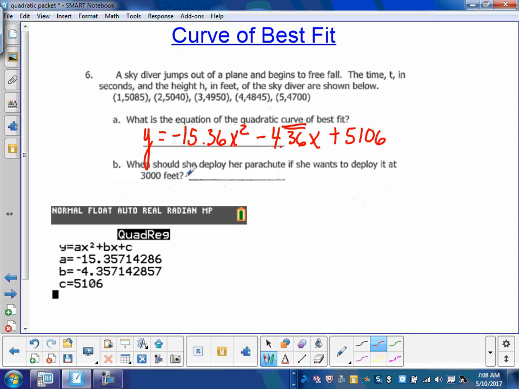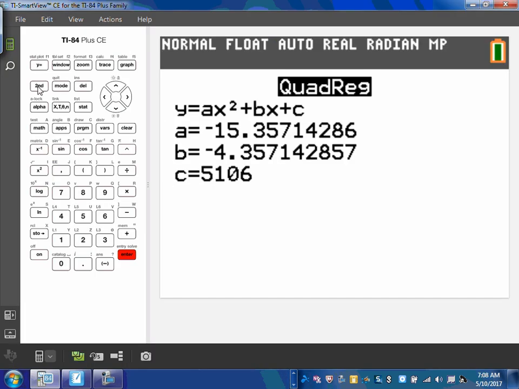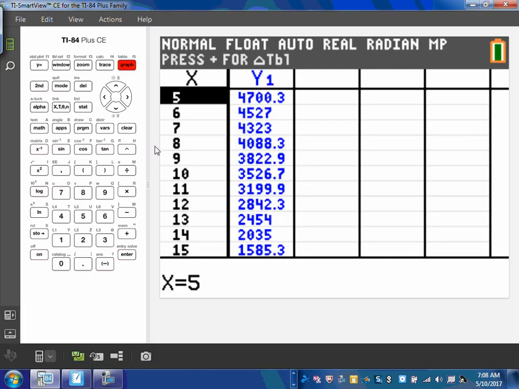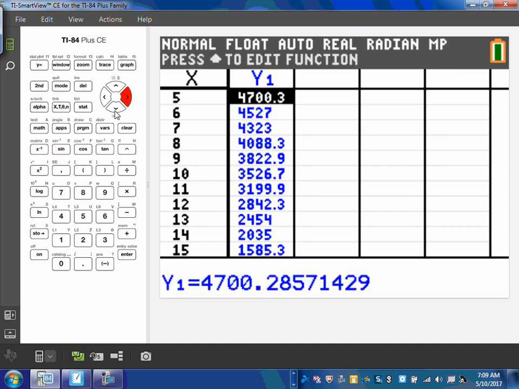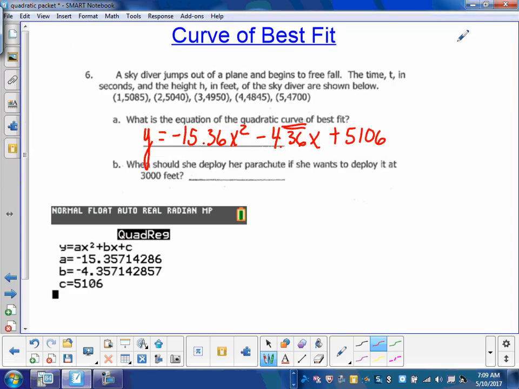I'm going to use a prediction. When should she deploy her parachute if she wants to deploy it at 3,000 feet? So we want to know what x is given a y value. So let's go into our table. And we want to know how many seconds will she be at 3,000 feet. So y is your feet. So it's going to be between 11 and 12 seconds. So I'm going to think she needs to deploy that parachute at 11 seconds.